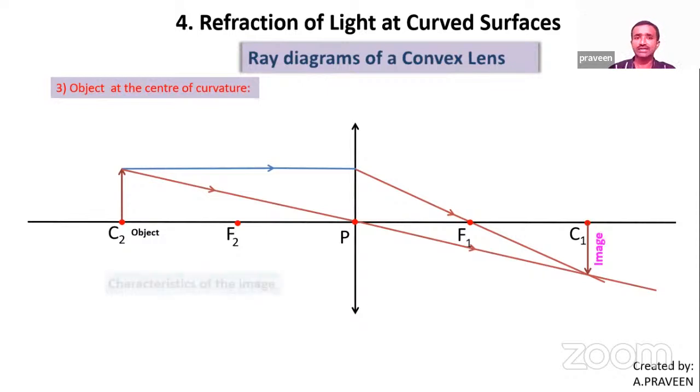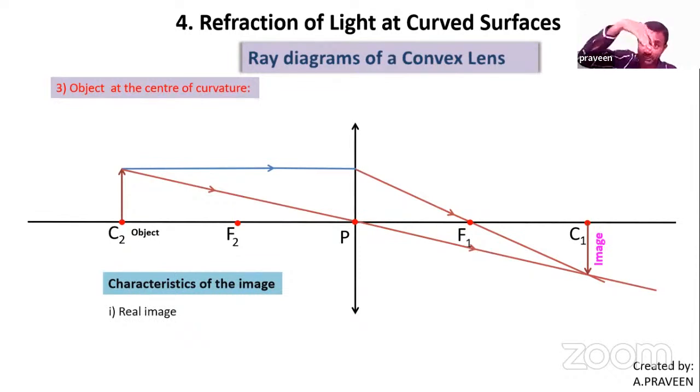T is the type of the image. The actual converging of light rays forming the image is called a real image. Then D, direction. The direction is below the principal axis, exactly oppositely faced to the object. Object upward, image downward. So it is an inverted image. Direction is inverted.